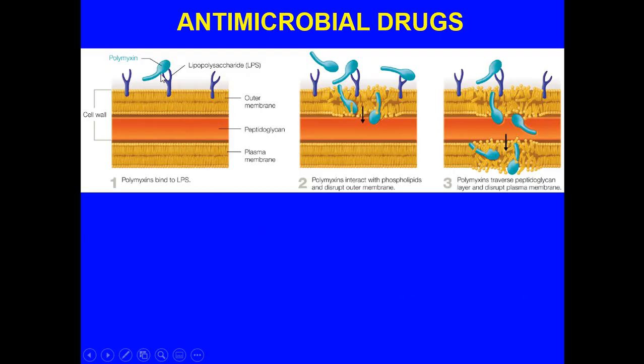You can see here, here's the polymyxin. It begins to attach to a lipopolysaccharide, and it begins to interact with the phospholipids and disrupt the outer membrane. Eventually, it will traverse the peptidoglycan layer and disrupt the plasma membrane.